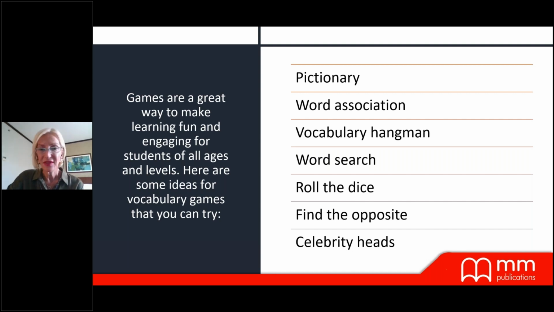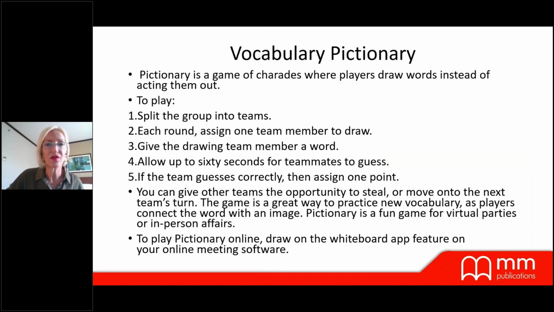So these games I'm going to describe today, you can play with all ages, all levels. That's up to you to choose the corresponding words that they already know according to their level. So first of all, I want to describe vocabulary Pictionary. Do you know Pictionary? It's a game for children. It is widely played around the world, and it is sold in all toy shops. It's a game of charades where players draw words instead of acting them out, okay?